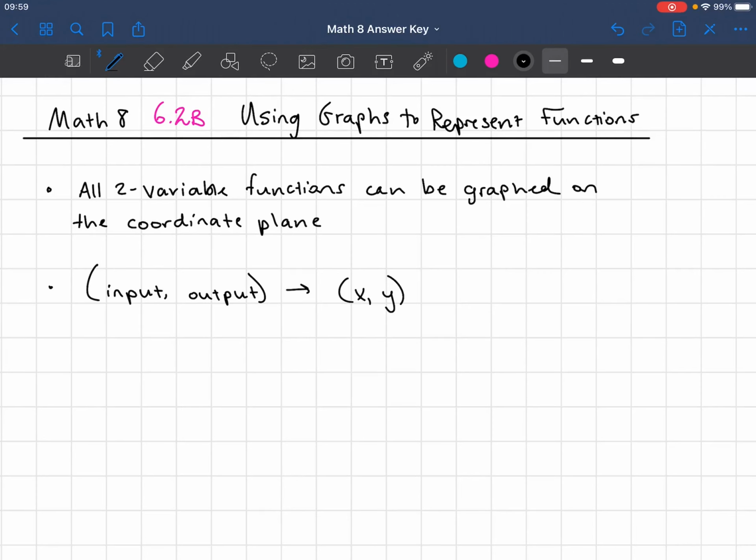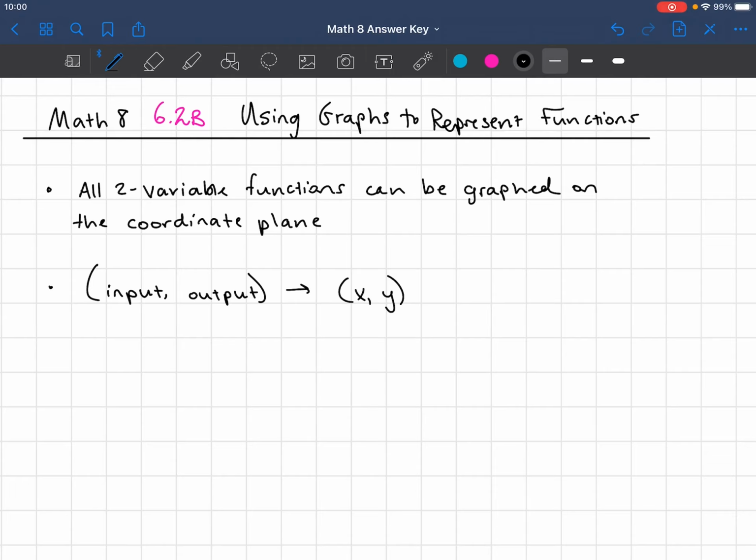Today's lesson, 6.2b, is about using graphs to represent functions. So take a moment, pause the video, and write this down. All two variable functions can be graphed on the coordinate plane. Two variable functions, for the case of this class, are going to be x and y, which again represent your input and your output.